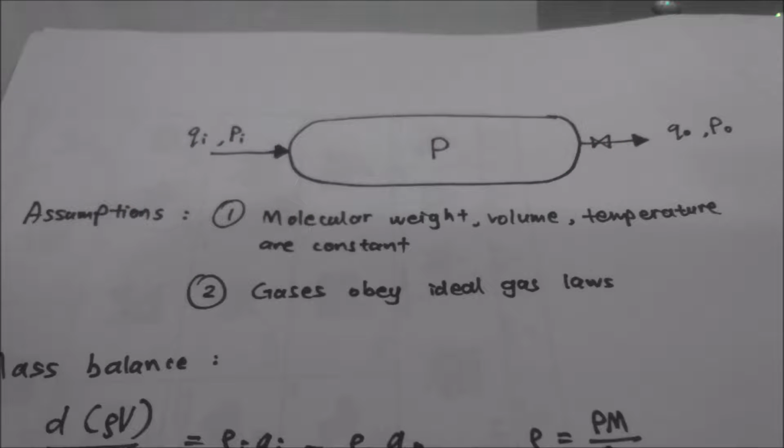Start with the question. We denote the inlet gas flow rate as Qi and the inlet pressure as Pi, and the outlet flow rate as Q0 and outlet pressure as P0. First we make the assumptions: the molecular weight, volume, and temperature are constant, and the gases obey the ideal gas law.